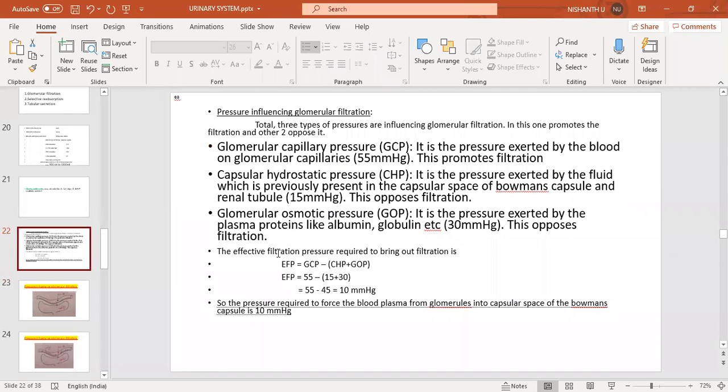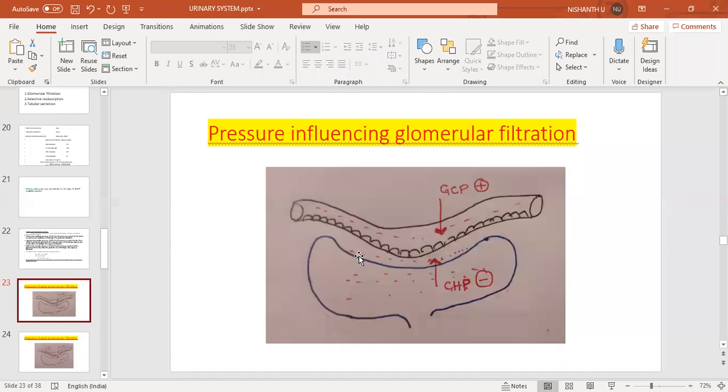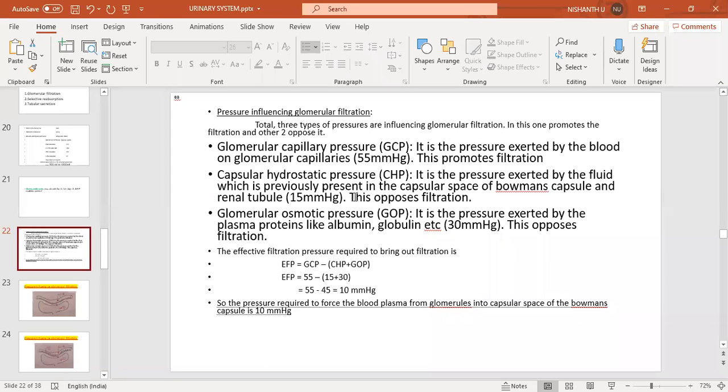Again, what is capsular hydrostatic pressure? Pressure exerted by the fluid which is previously present in the capsular space of Bowman's capsule. So this is the capsular space, and this is the capsular space. This will put a negative pressure. It will slow down the filtration. Then what is the third one? This is a negative pressure, 15 mmHg. Glomerular osmotic pressure.